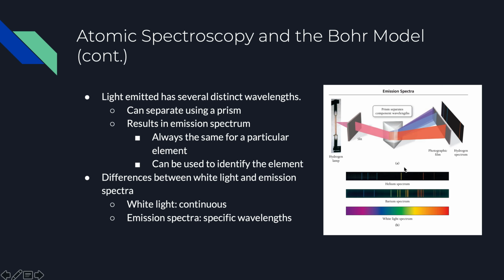The light that is emitted has several distinct component wavelengths. While the light you see looks like only one wavelength, you can separate out each component wavelength using a prism. This results in an emission spectrum, which is always the same for each element. This emission spectrum will always be attributed to helium, and this one will always be attributed to barium. The emission spectrum can be used as an identifier for the element, since it's always the same for each element. On the right, you can also see differences between the white light spectrum and the emission spectrum: white light is one continuous spectrum with no individual lines, whereas the emission spectrum has individual lines and is not continuous.